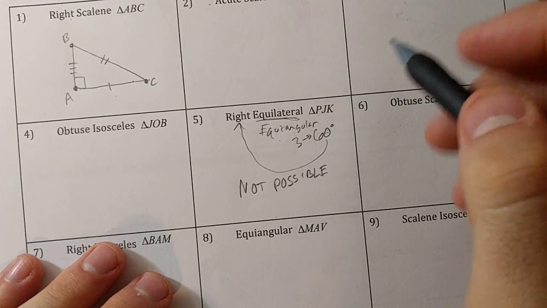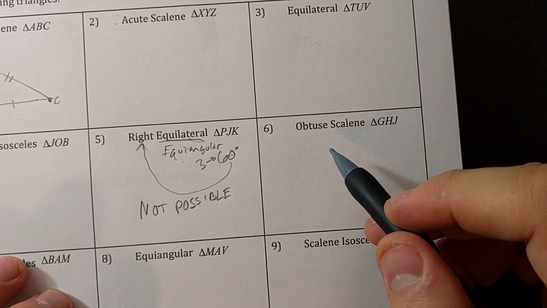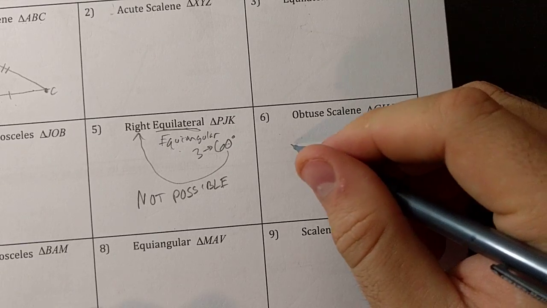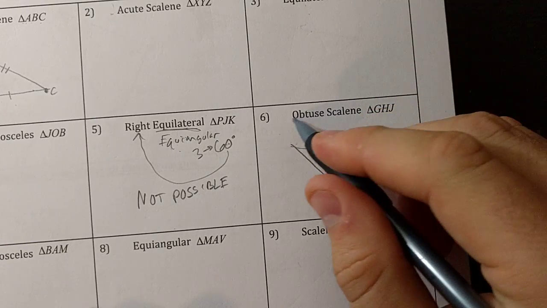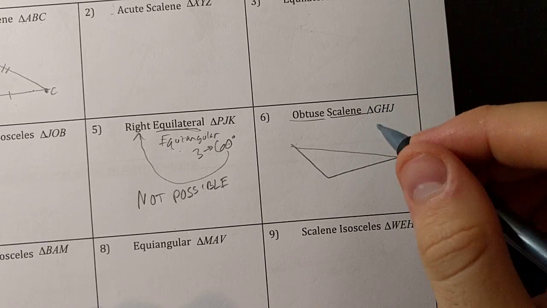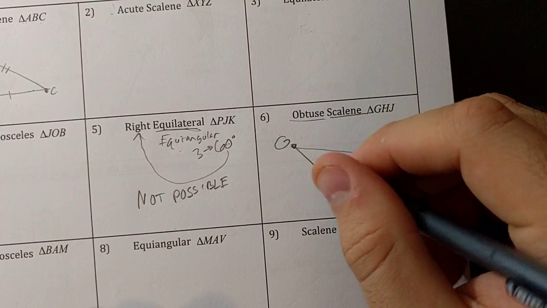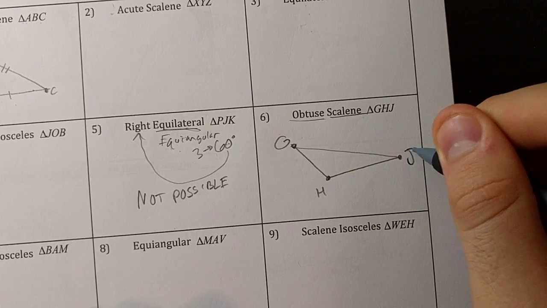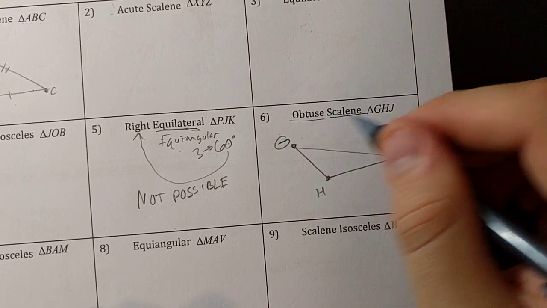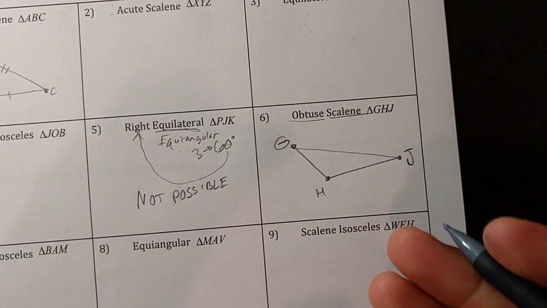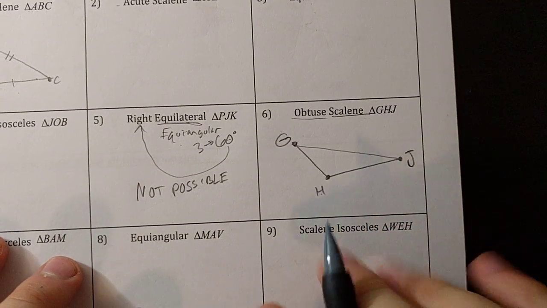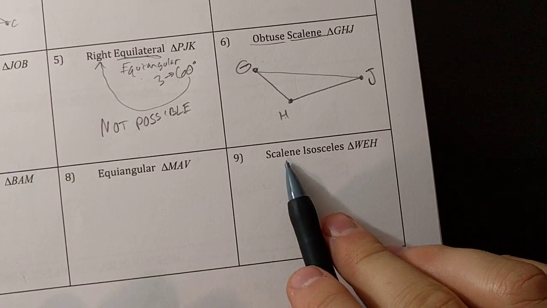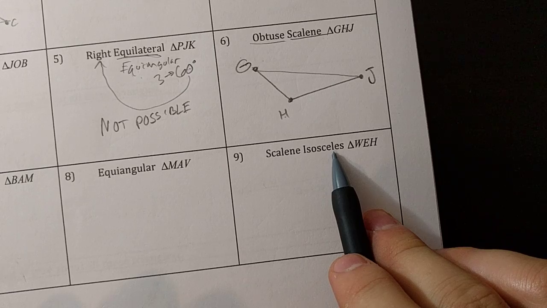Let's go to number 6, obtuse scalene. Make an obtuse angle much larger than 90 and make sure the 3 side lengths are not the same. So obtuse, scalene, 3 different side lengths. GHJ. You can name that however you want. Just make sure you name it. Should be capital letters. They're given here. Don't replace capital with lowercase because they do have different meanings in terms of geometry. And finally, number 9, scalene isosceles.